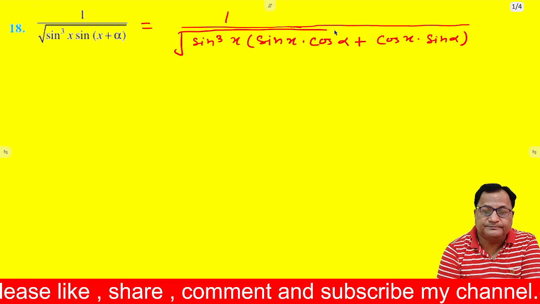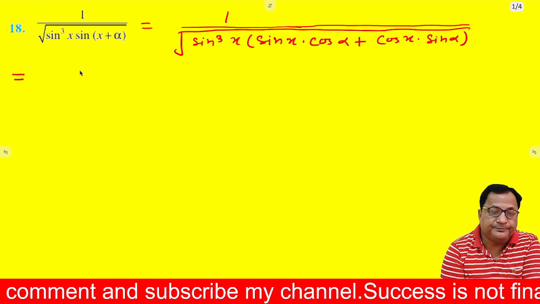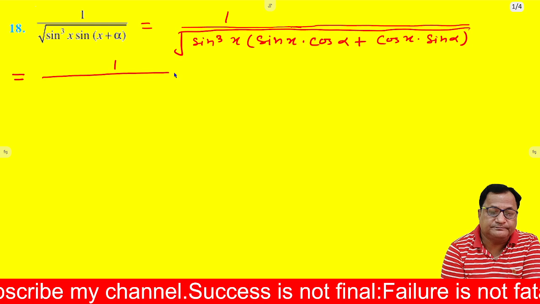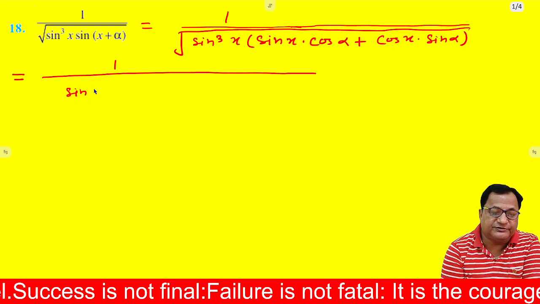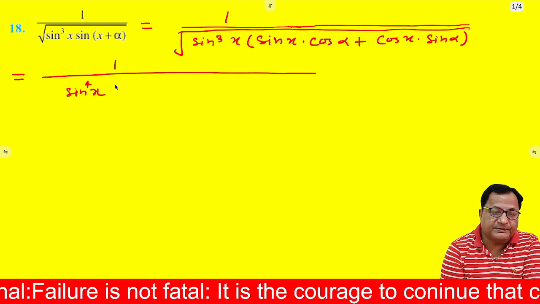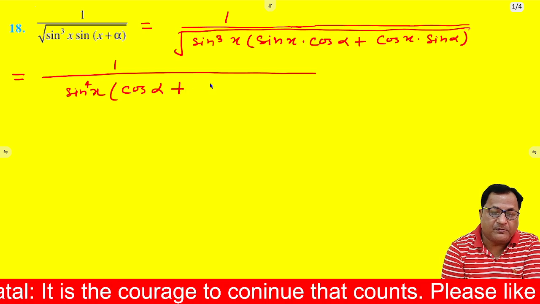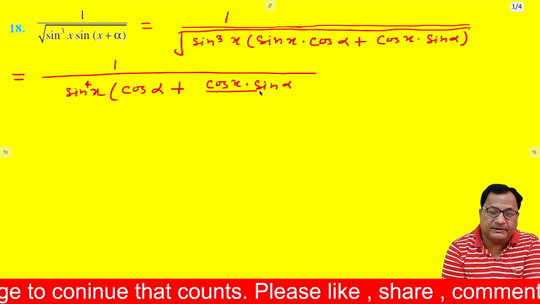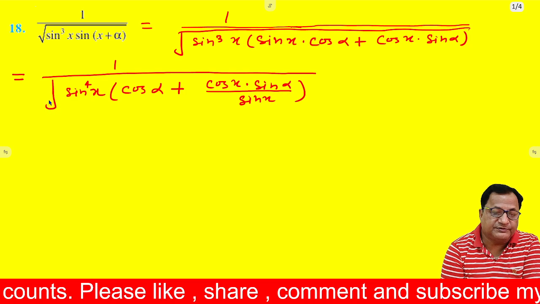Square root. Now if we take sine x common, so 1 by sine 4x, here will be cos alpha plus cos x into sine alpha divided by sine x. This is under root.